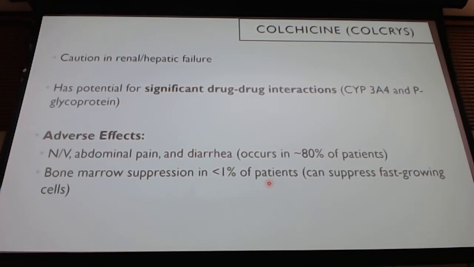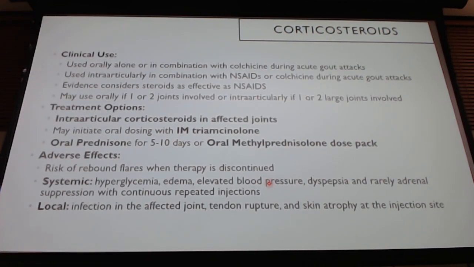So am I worried about nausea, vomiting, and diarrhea as an adverse effect if I were asking you something about this? Yes. Okay, because that's a lot of your patients. That's most of your patients. And then you see that you can have some bone marrow suppression. Not very common, but if you have somebody who's already immunocompromised, this can become a bigger issue. Corticosteroids, same stuff that we already looked at.